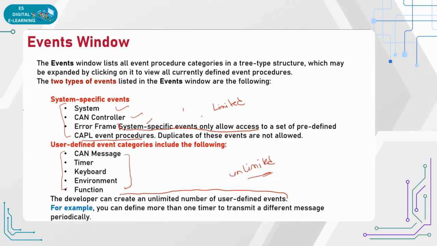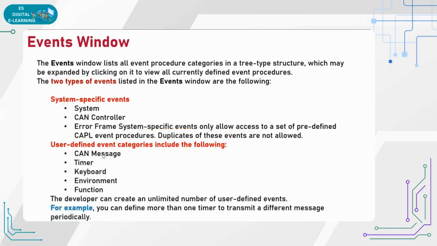So you write down: system specific events are system, CAN controller, error frame, and CAPL event. Sorry, the 3. You can highlight it. 1, 2, 3. And user defined are CAN, timer, keyboard, environment, and functions. Are you able to understand the specific points you need to remember? We are always continuously discussing the CAN messages, timers, environment, functions, and errors, right? This is differentiated into two ways: the system specific and user defined.